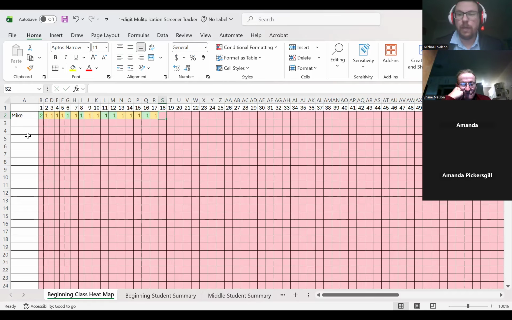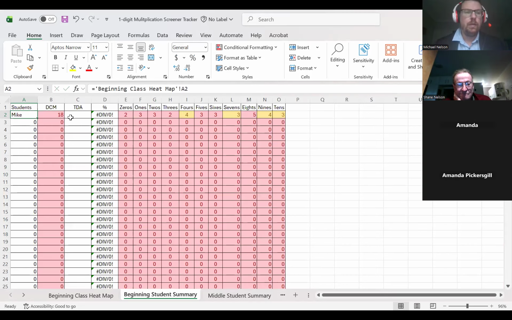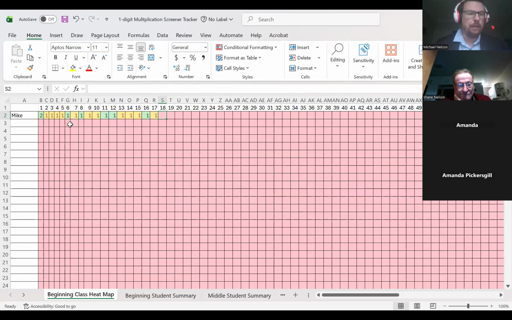So I would do that for my class. I only have to do that at the beginning of the unit. Then when I move over to this one, what it will do is calculate my digits correct. And then I just have to work out for that student, how many should I have got?